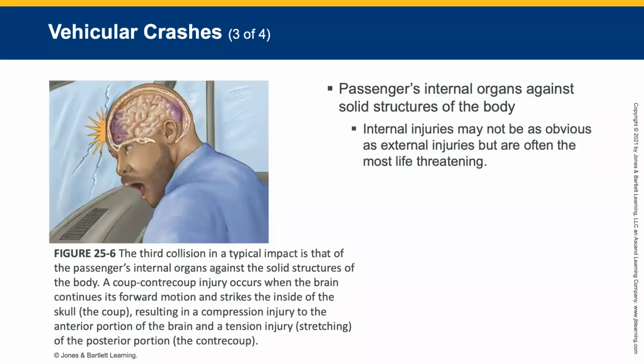Passenger's internal organs against the solid structures of the body. Internal injuries may be as obvious as external injuries, but they are often more life-threatening. So in the picture here, you see that his head has struck the glass. So you have the coup contrecoup effect. He hits it, comes back, hits it again, and then when the body stops, the brain does still stay in motion and hits the front of the skull again.